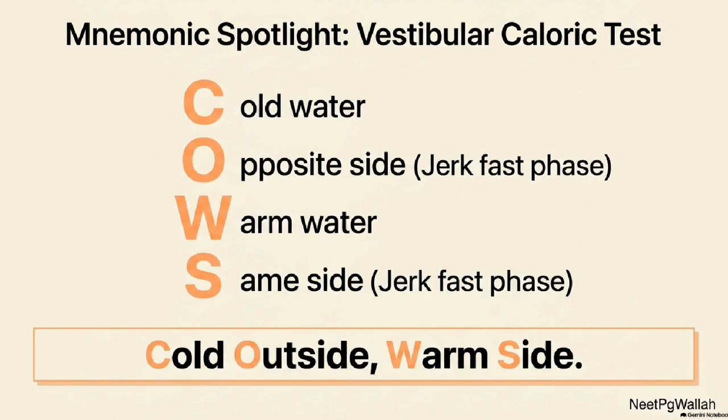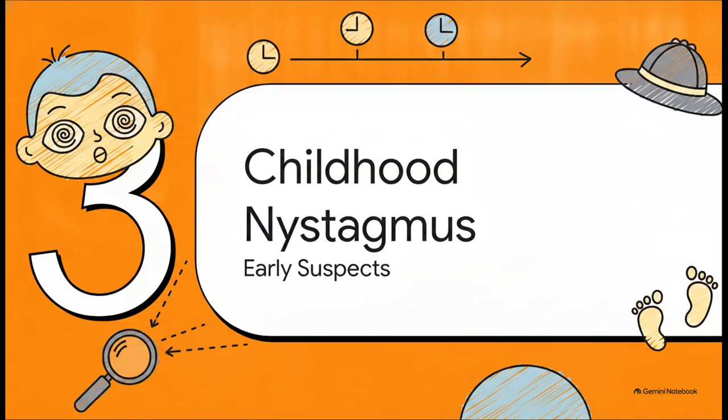For that ear test, let's lock in your very first cheat code mnemonic, COWS. When you put cold water in the ear, the fast phase of the jerk jumps to the opposite side. But when you put warm water in, the fast phase jumps to the same side. Cold opposite, warm same. COWS. It really is that simple. Moving on to Section 3, Decoding Childhood Nystagmus.